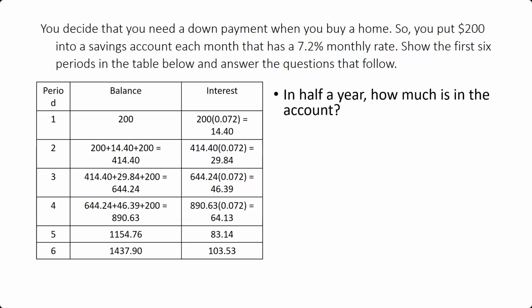In half a year, how much is in the account? How do we find it? Yes. So after each period, if we wanted at the end of 6 months, if you add the balance and the interest, that's how much is in the account. You get 1541. Any questions?